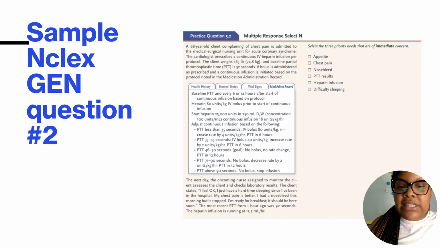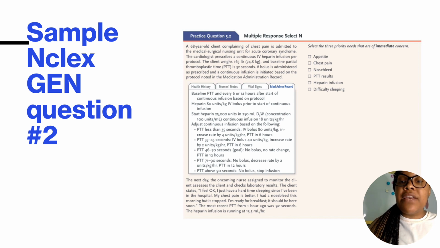It says that the PTT was 92 seconds. We look at the 92 seconds and we go back to our MAR. It says a PTT above 90 seconds, they will not get any bolus, and we need to stop the infusion. So what does our PTT mean? Our PTT literally just means how long it takes for the blood to clot, right? So that PTT of 92 seconds is too long. It's thinning out our blood, and it's taking our blood too long to clot. So we're going to stop the infusion, right?